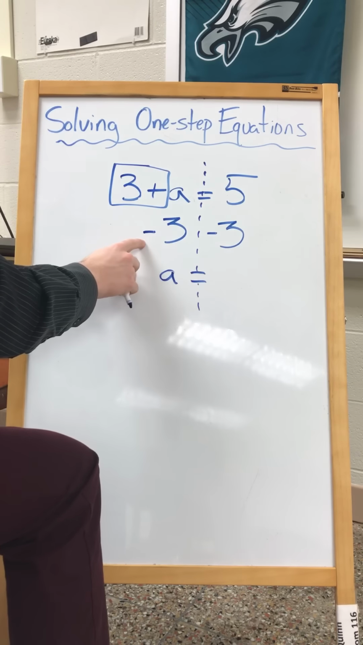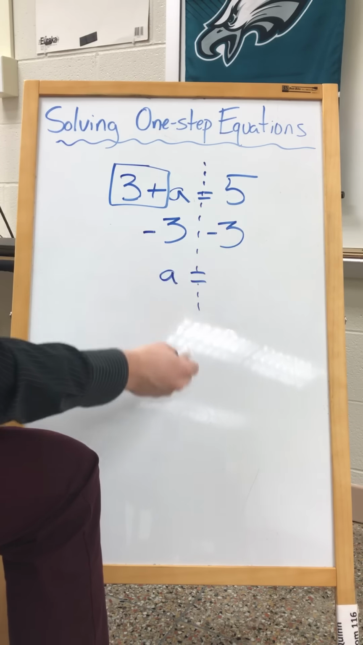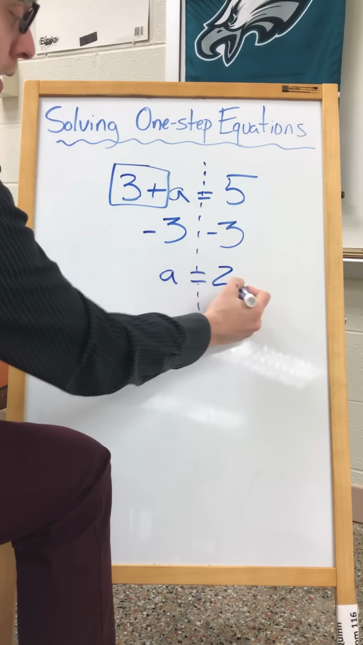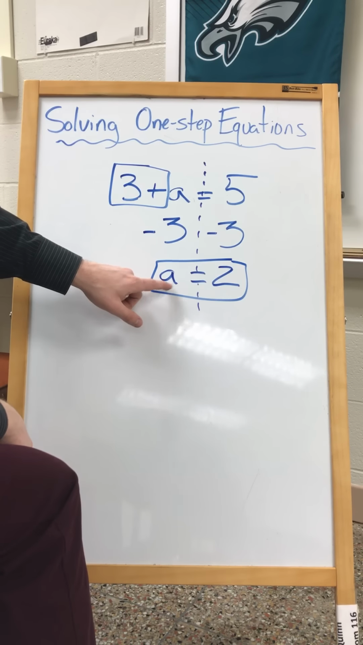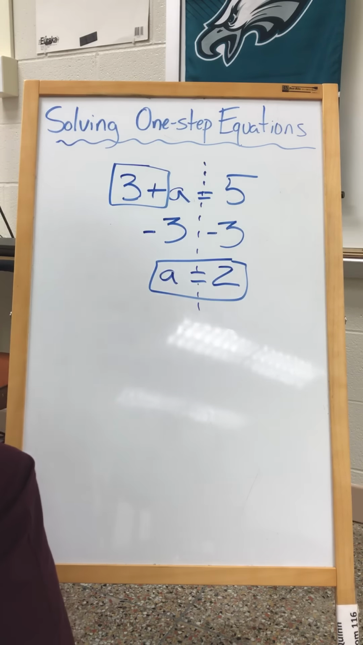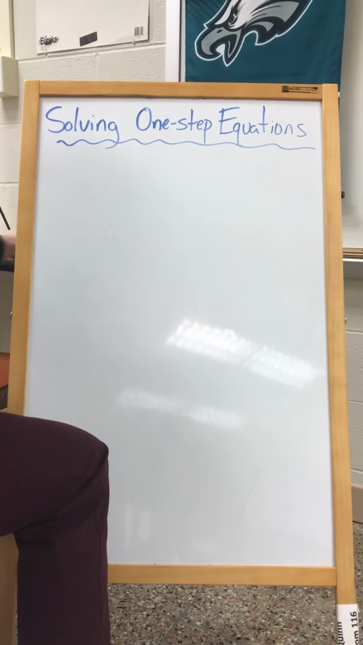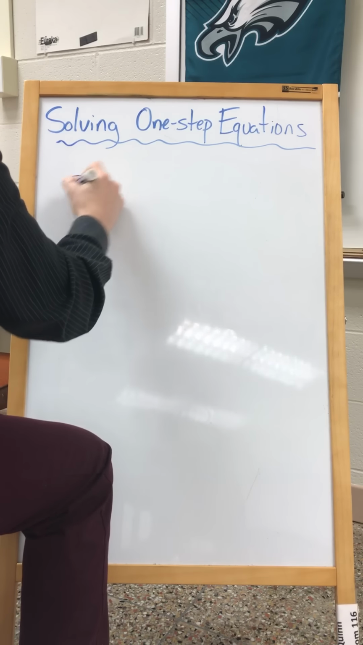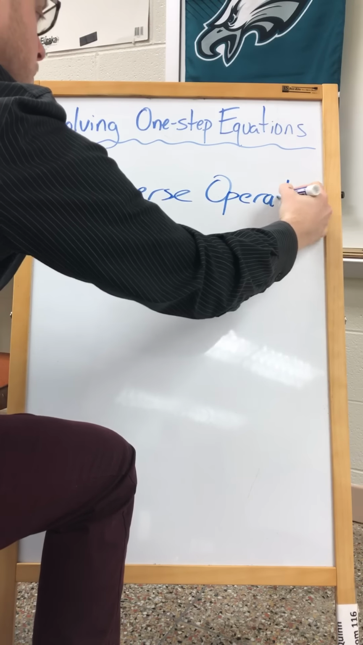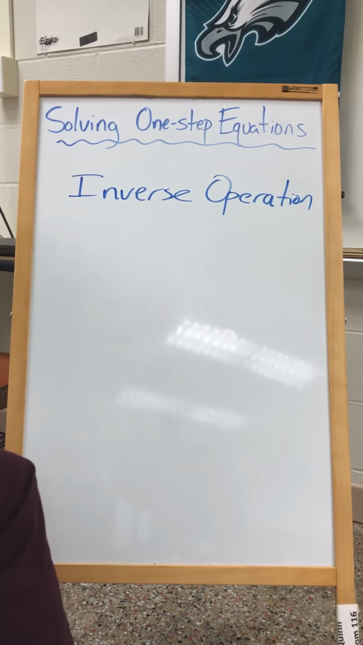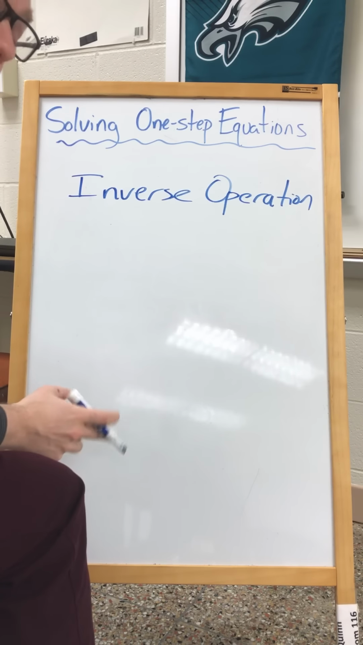If I subtract by 3 on one side, I also have to subtract by 3 on this side, and we all know that 5 minus 3 is 2. I've now gotten my A by itself, and I've solved my problem. So I used that fancy phrase, inverse operation. And I'm going to write that down for you so you can see it. An inverse operation is just a fancy way of saying an opposite.